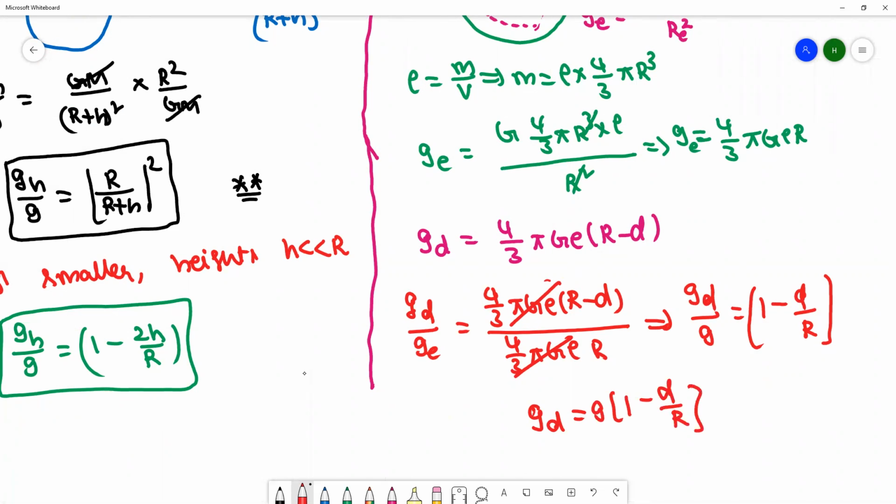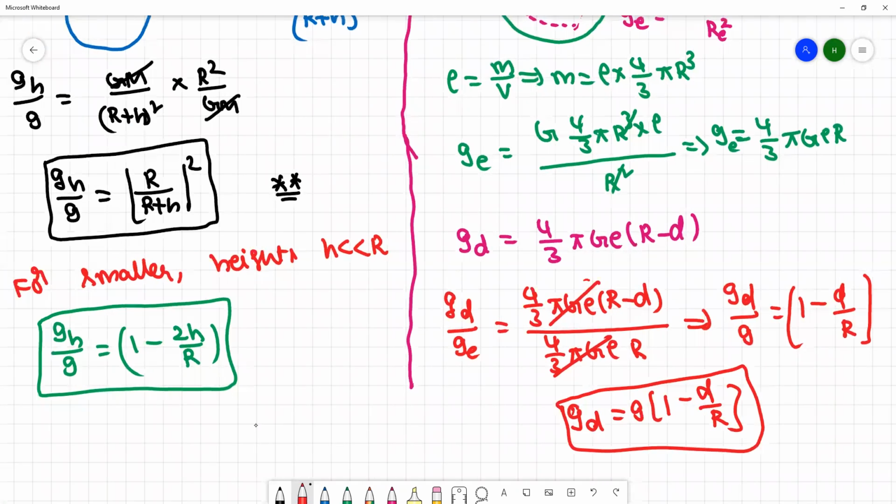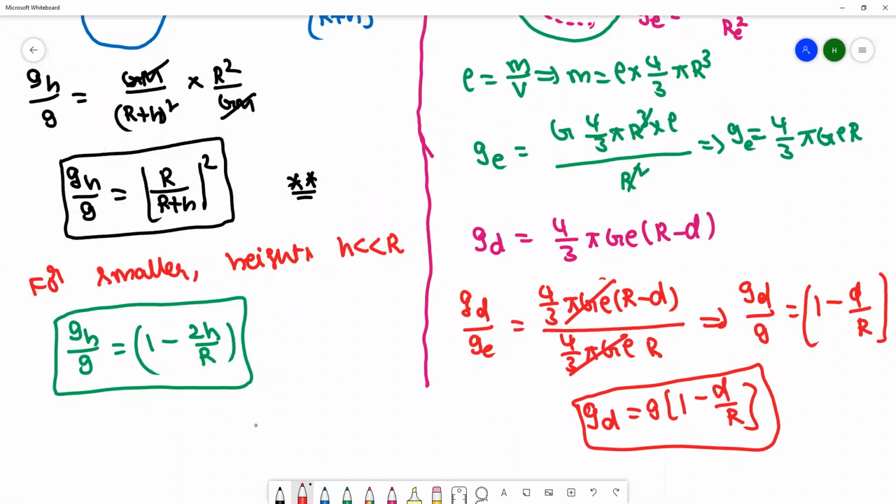So g_d is equal to g into (1 minus d divided by R). Whereas with the height, we got g_h by g is equal to 1 minus 2h by R. This is for smaller heights. Both are important here, so mark them with a star.